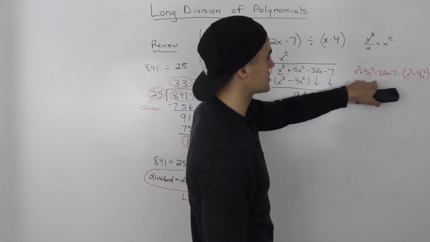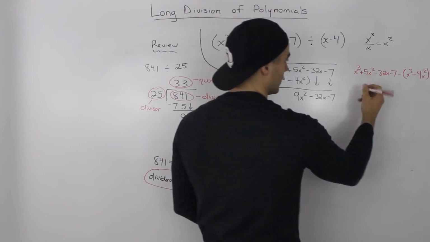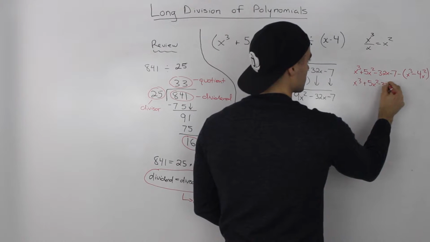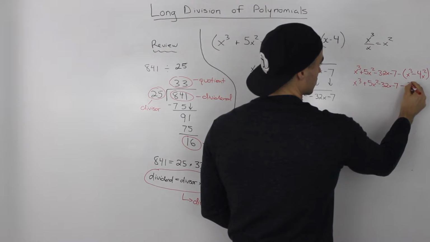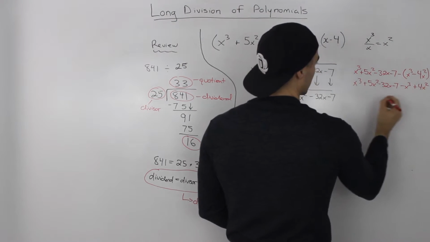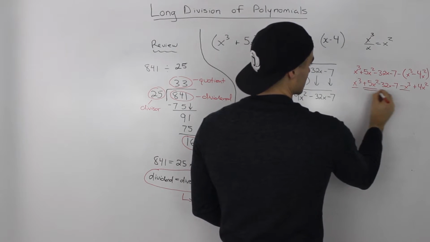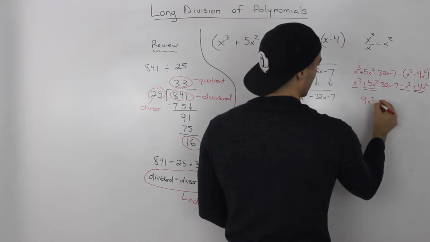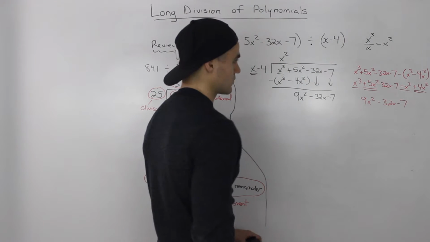And then it just becomes distribution property and collecting like terms, etc. So we can rewrite this, x cubed plus 5x squared minus 32x minus 7. Distribute this negative 1 in, so that would be negative x cubed. And then negative becomes positive 4x squared. And then this x cubed and this negative x cubed, they cancel out. This 5x squared, this 4x squared, those are like terms, so that becomes 9x squared. And then minus 32x minus 7 we rewrite as is. And that's what we got here.